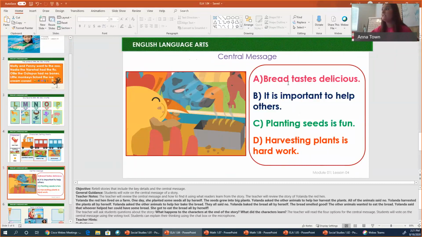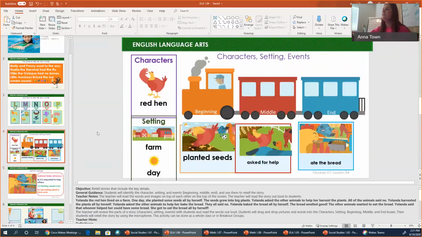A, bread tastes delicious. B, it is important to help others. C, planting seeds is fun. Or D, harvesting plants is hard work. I'm going to give you about 30 seconds to look at our order of events of the story to help you decide what the central message of our story is. That's a big idea.